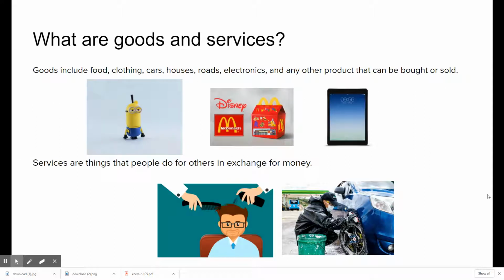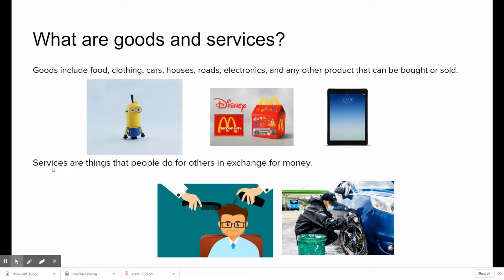So, just to refresh you on what goods and services are, goods are food, clothing, cars, houses, roads, electronics, and any other product that can be bought or sold. Businesses use goods as an incentive for you to buy things from them. They give you a free toy when you buy their food, or when you buy a new cell phone you get a free tablet, or you get a free app but you have to buy things in the app.